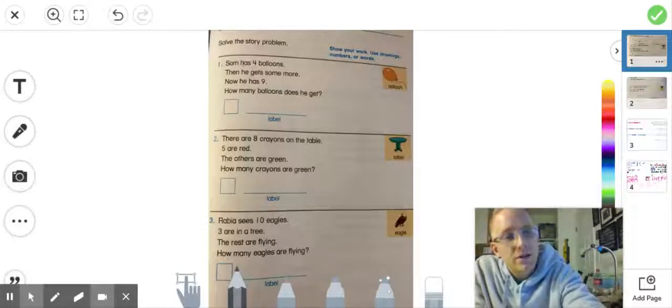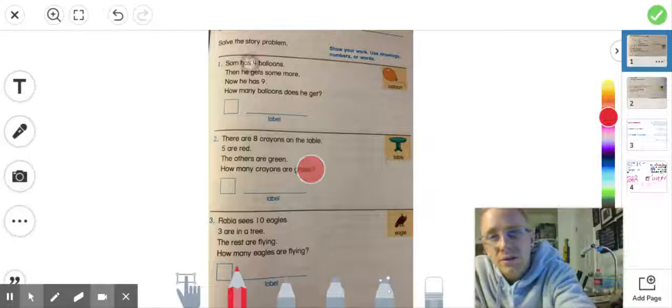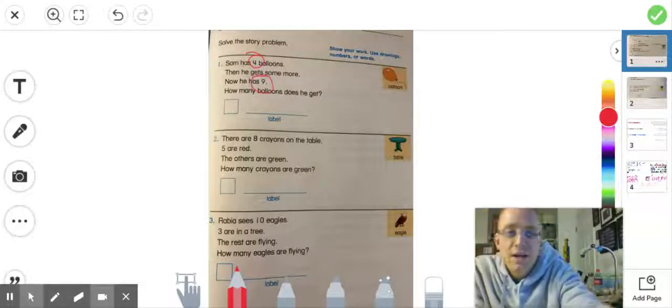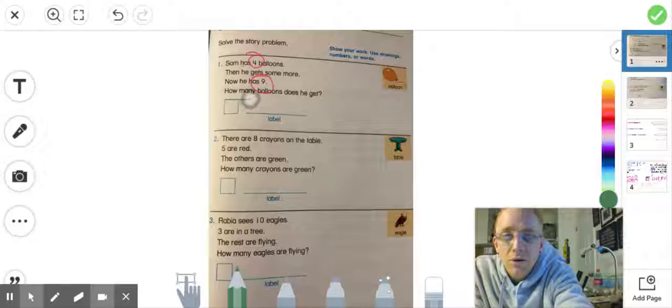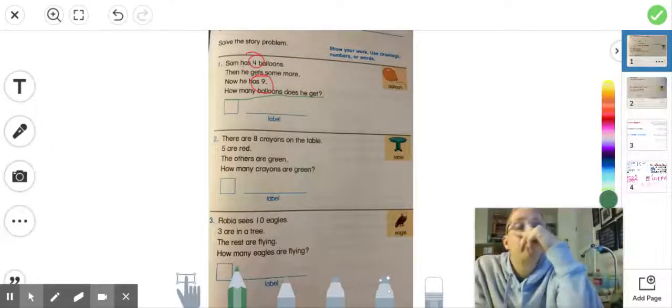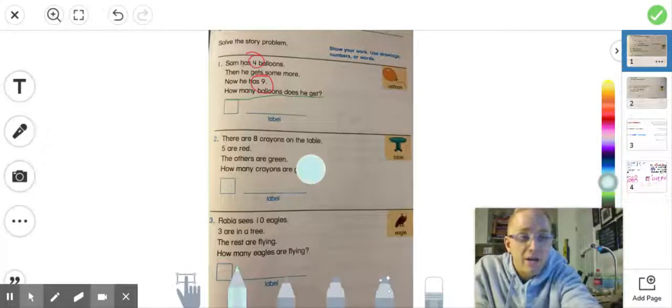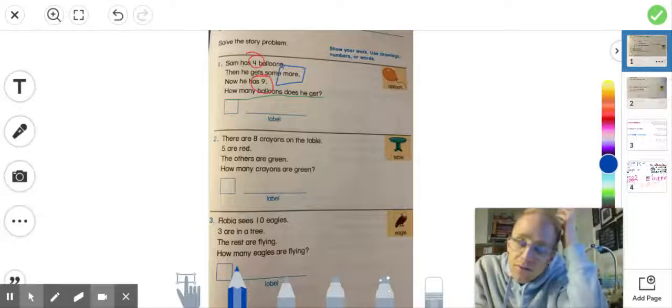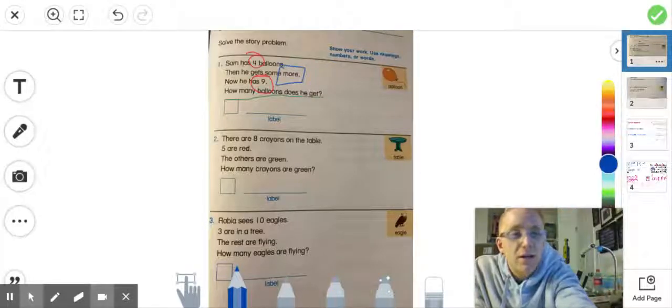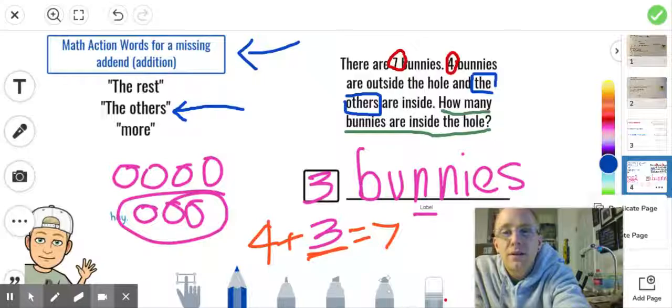All right, well, let's go to our C. We're going to circle our numbers first. I see a 4, and I see a 9. You underline the question. How many balloons does he get? B, we're going to box our math action words. And I saw it here. More is our math action word. Remember that comes back to here where we talk about the rest, the others, more, and more is the one we're working with now.